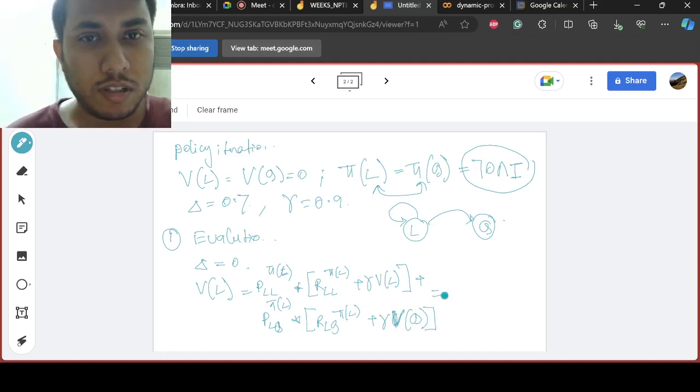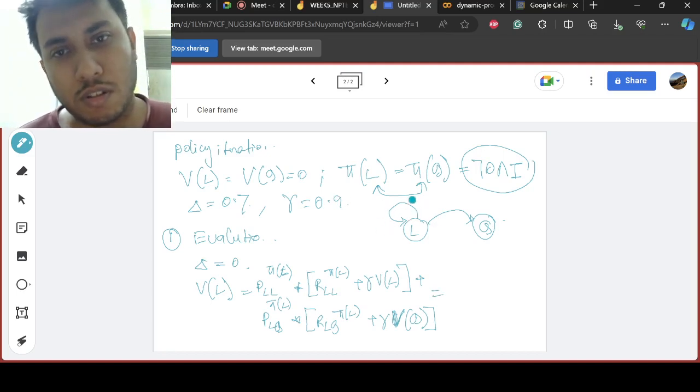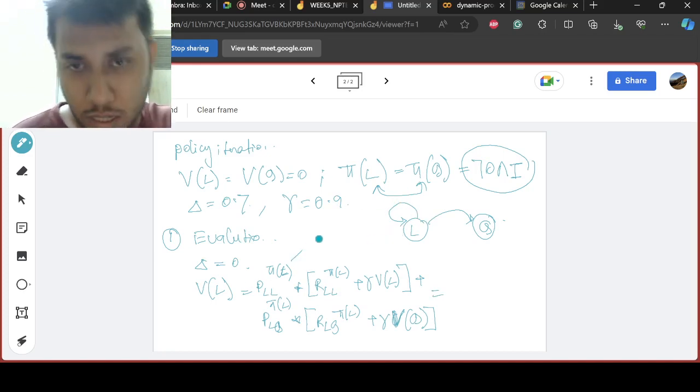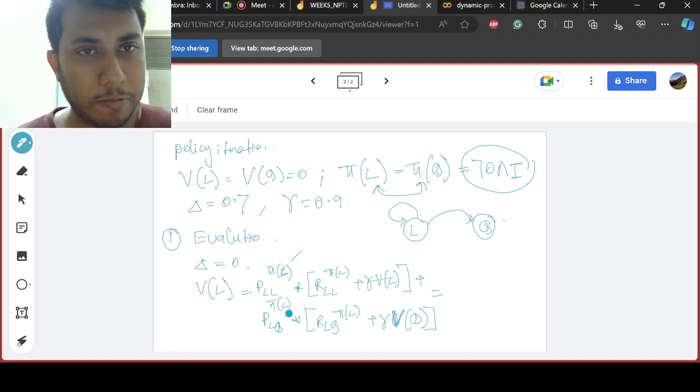Right? So these two definitions sum it up. So your probability of going from L to L following policy pi L, and your probability of going from L to Q following policy pi L. Now you have to check all of them from the table. So let's go back to the table.